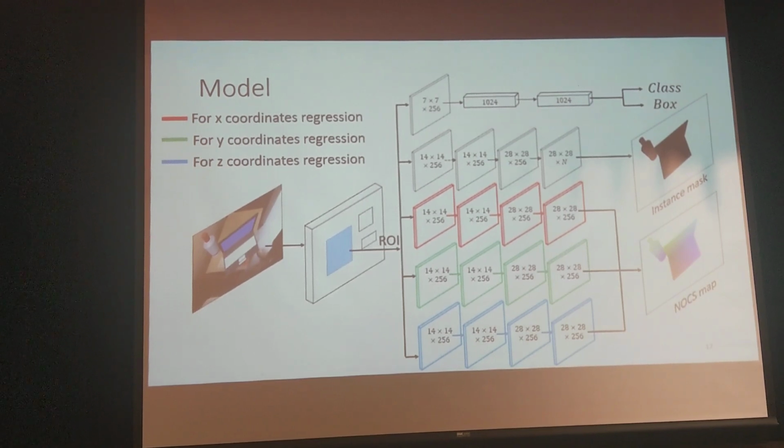This page shows the overall architecture of this paper. It is similar to Mask R-CNN in addition to three head networks under the mask head. This paper uses the ResNet FPN network as the backbone for feature extraction and uses the FCN network for mask and NOCS map.